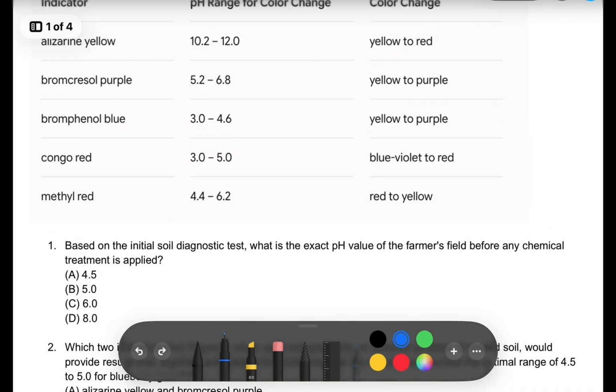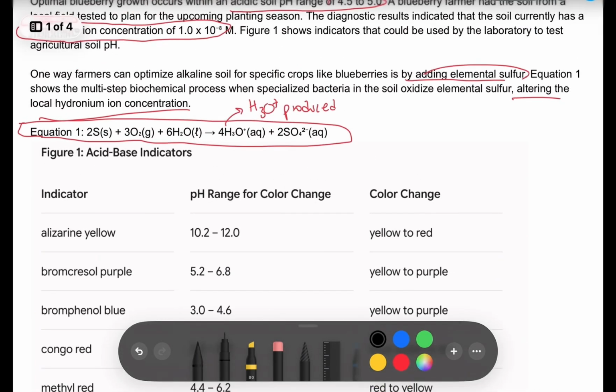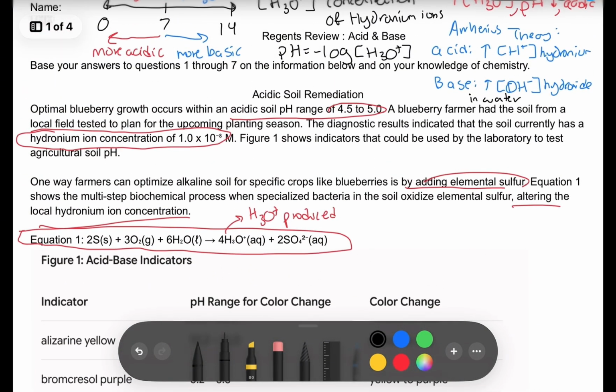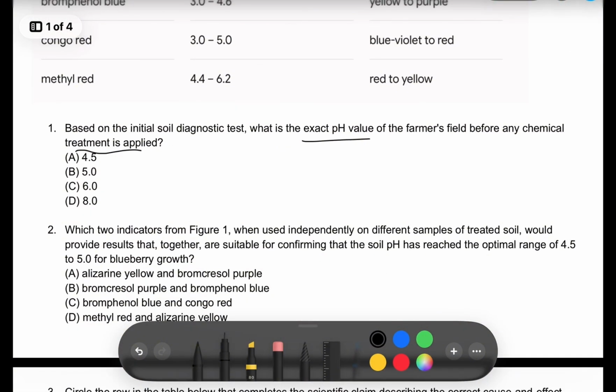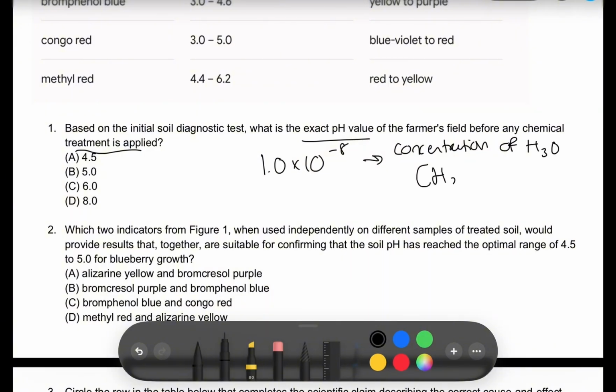Now let's look at the question. Based on the initial soil diagnostic test, what is the exact pH value of the farmer's field before any chemical treatment is applied? Well, it's asking for the exact pH value. So it tells us that the soil currently has a hydronium ion concentration of 1.0 times 10 to the power of negative 8. So I'm just going to write that, 1.0 times 10 to the power of negative 8. So this right here represents our concentration of hydronium ions, which is also written as this.